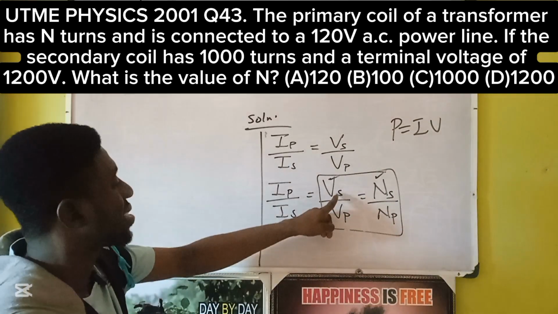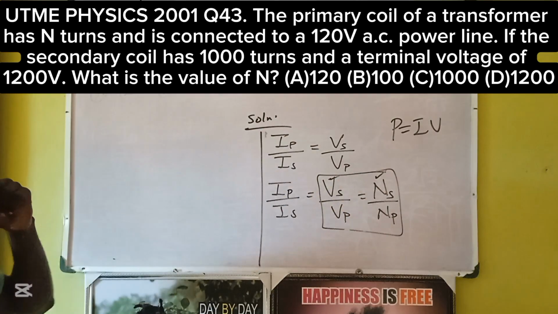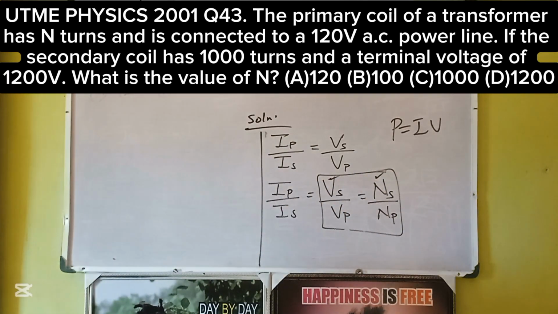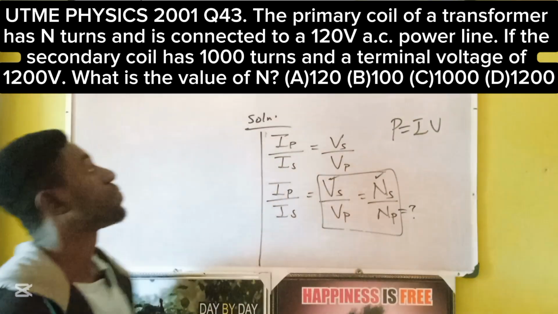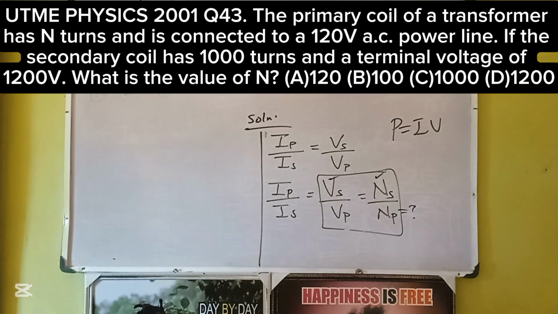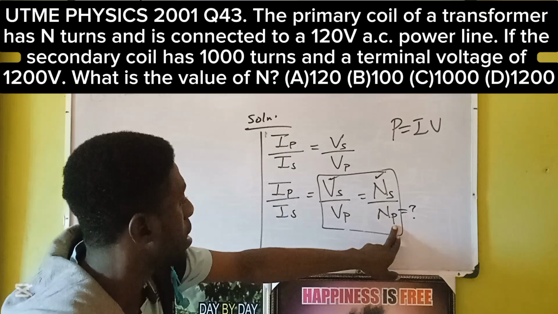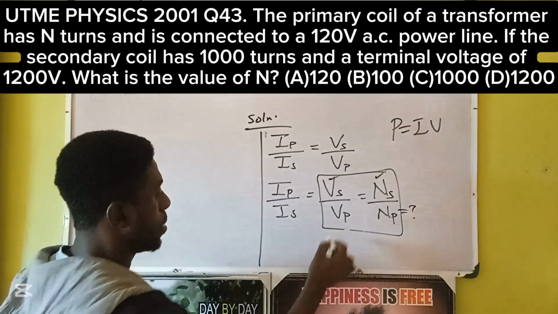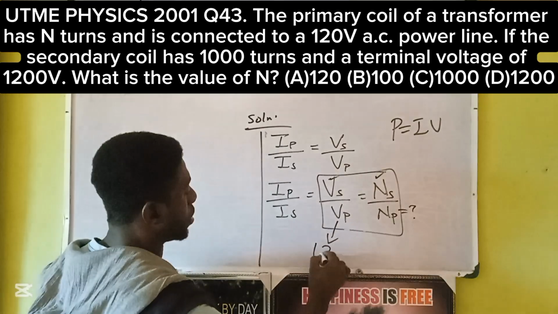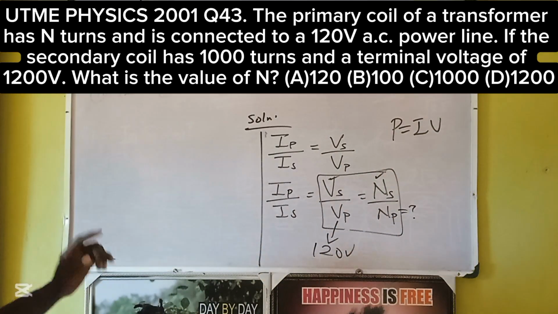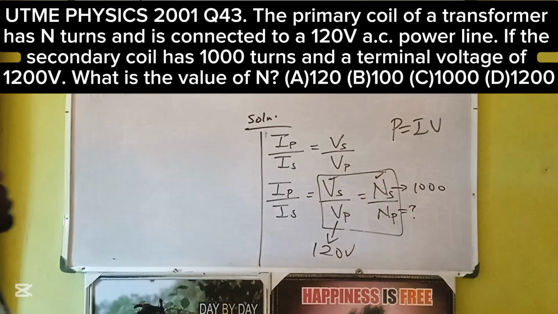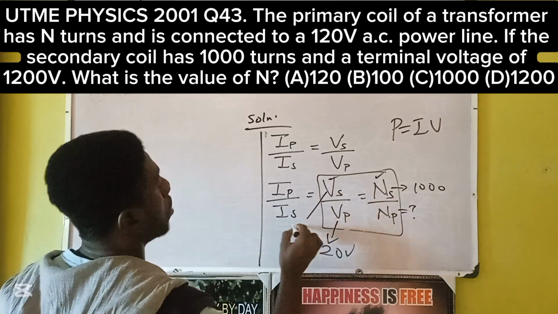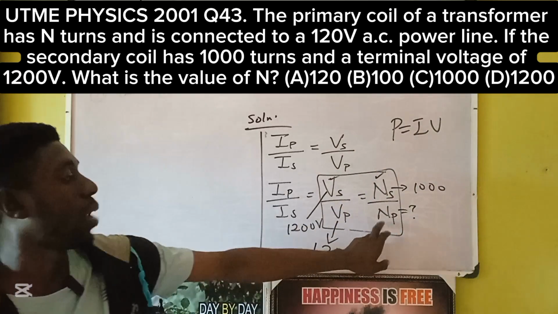Okay, let's solve. Recall this is secondary and that's primary. Going back to our question, it says that the primary coil has N turns. This is the N we're looking for, the number of turns in the primary coil. And it's connected to 120 volts AC. So this primary was connected to Vp, the voltage in the primary coil, 120 volts. Then if the secondary coil has 1000 turns, this number of turns in the secondary is 1000. And the voltage at that terminal is 1200 volts. Then we are looking for N.